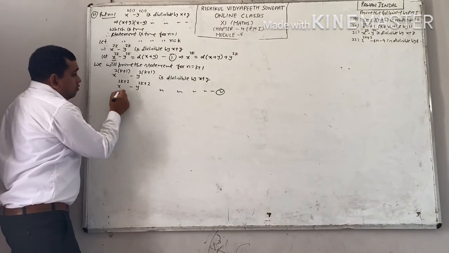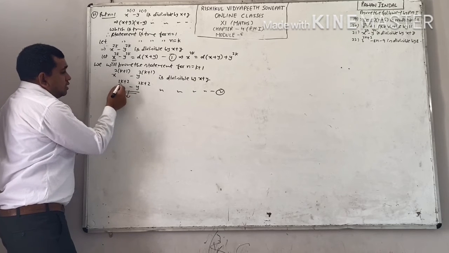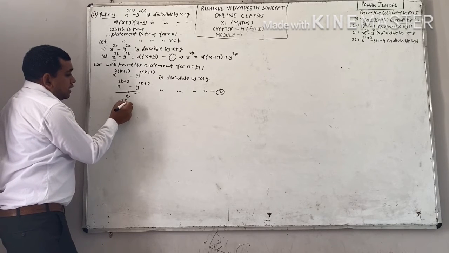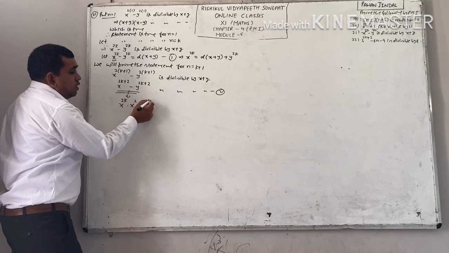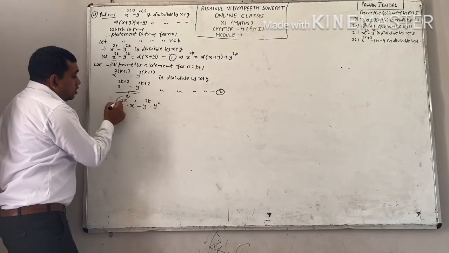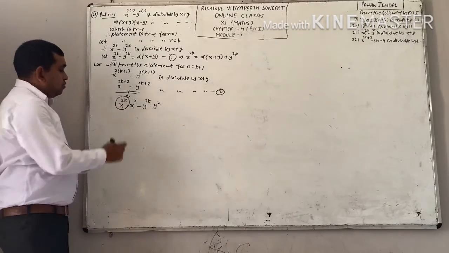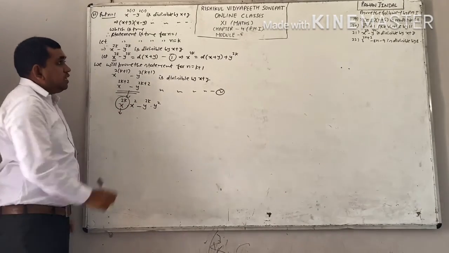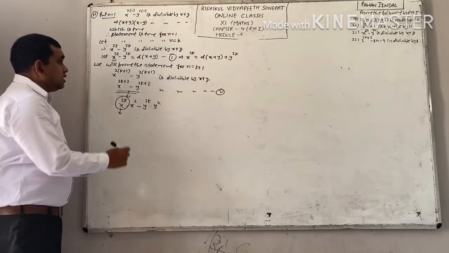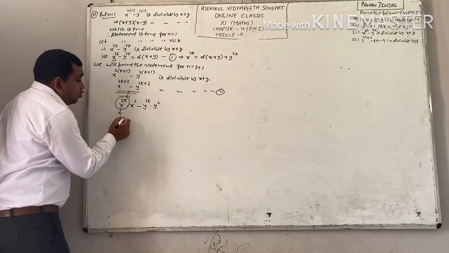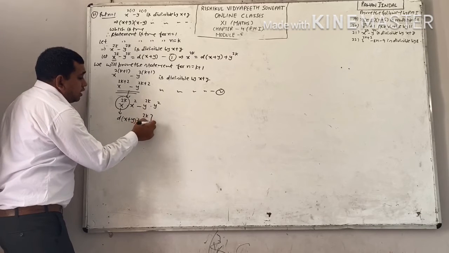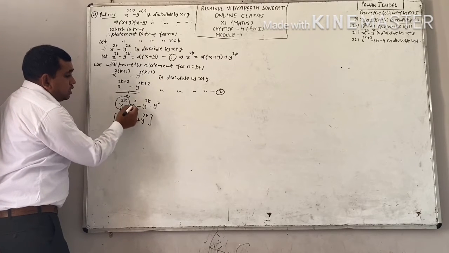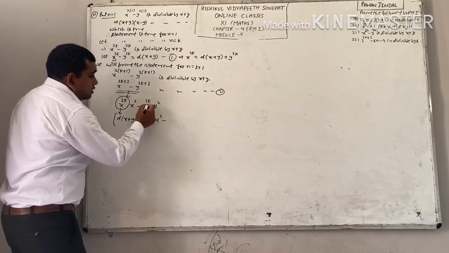Now we will simplify this term. Break the power: we can write it as x raised to power 2k into x square, and this is y raised to power 2k into y square. Now put this value. I am putting the value of x raised to power 2k from the first: D into x plus y plus y raised to power 2k. This is the value of x raised to power 2k. This x square as it is, minus this as it is.